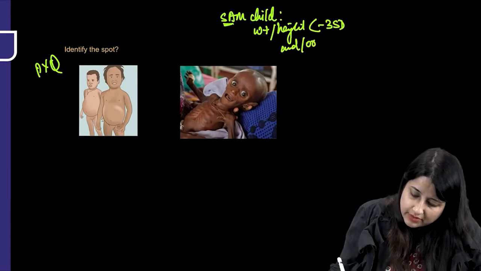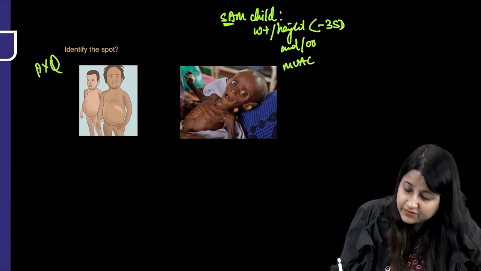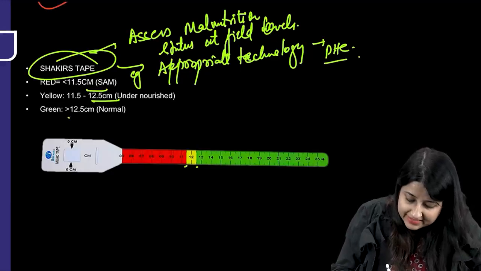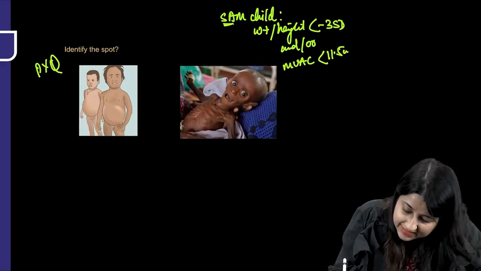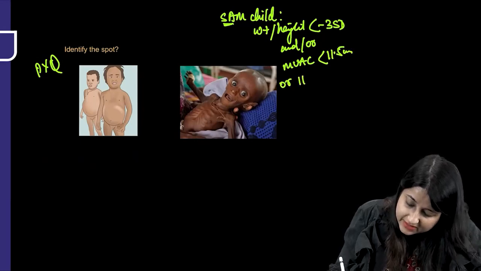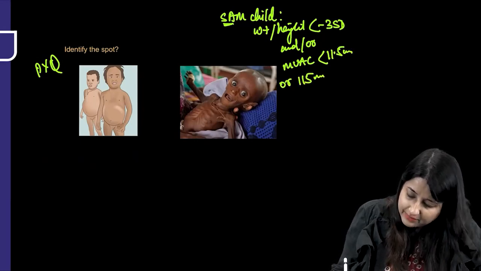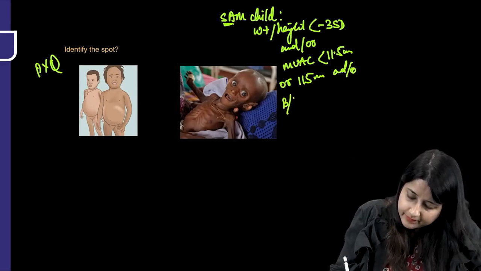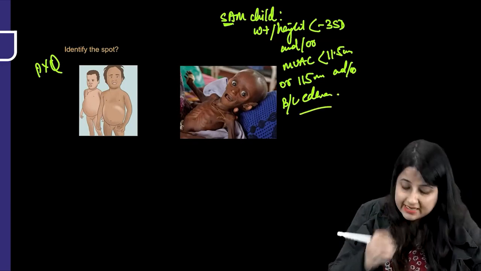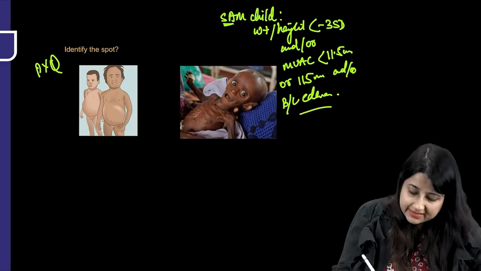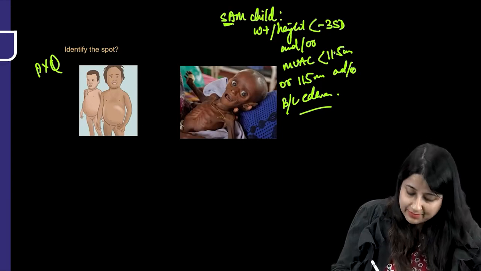Okay, and or mid upper arm circumference. Here you can see the cutoff 11.5. So mid upper arm circumference less than 11.5 centimeters or 115 millimeters. Again, and or bilateral edema. You will call it a SAM child. This image that you see, this is a manifestation of SAM child.